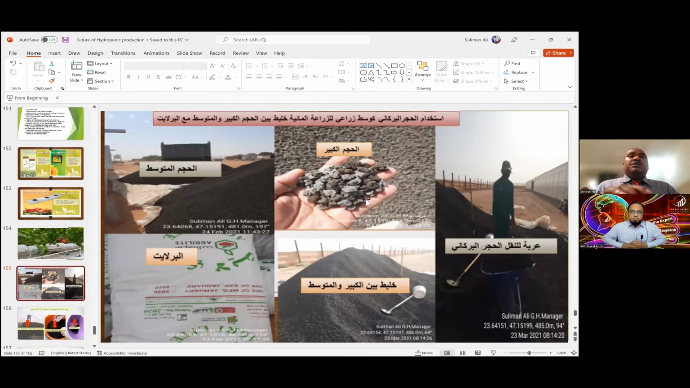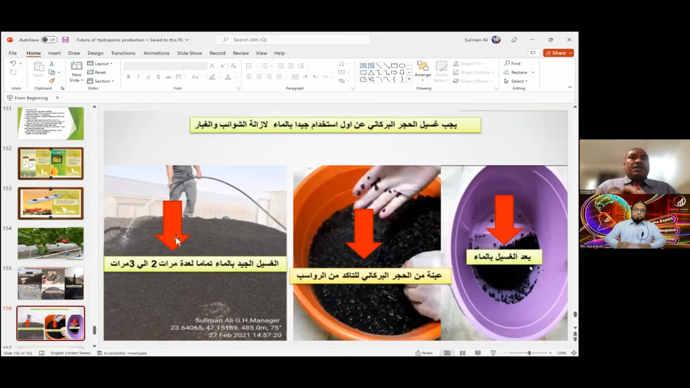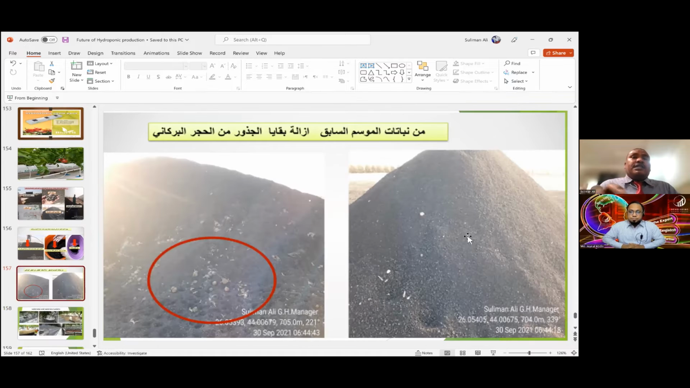And this is the stone that we use. We need to mix the big stone and the small stone to make the exchange. And also we need to put a little perlite on the surface that can reflect the temperature and also keep humidity in the root zone. We need to wash the stone 2 or 3 times once it comes in, to clean it from dust and from any element, until we see the water like this. We also need to clean it from the previous crop roots.